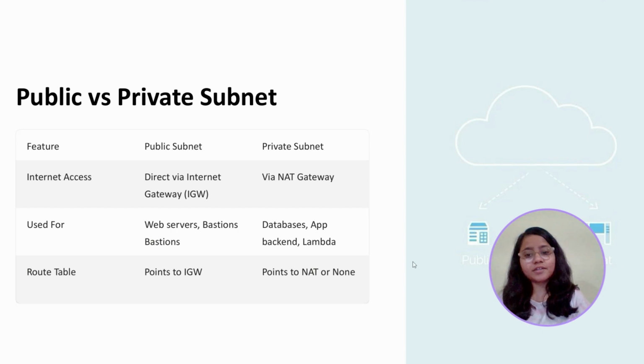Then the private subnet. This does not have direct access to the internet. If it needs it, it has to go through a NAT gateway. The route table points to the NAT gateway, or doesn't point to anything for isolation purposes. Use cases are perfect for backend services like databases, application servers, and Lambda functions that don't need to interact directly with the web. The reason for segregation is security. Public subnets are exposed to the internet, so you need to manage them carefully. Private subnets are secured from direct external access, but they still have to access the internet when necessary. So a public subnet has internet access via the internet gateway, and a private subnet has internet access through the NAT gateway.